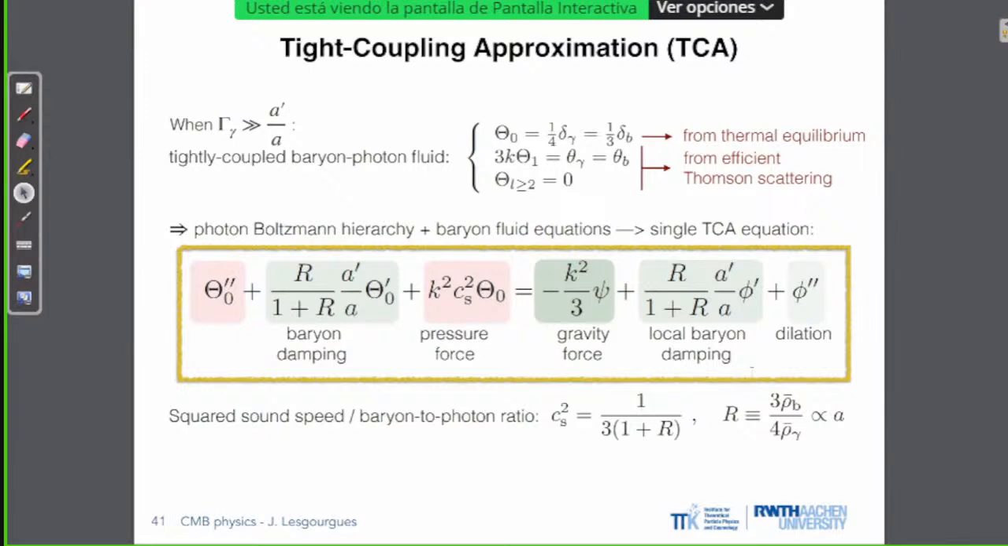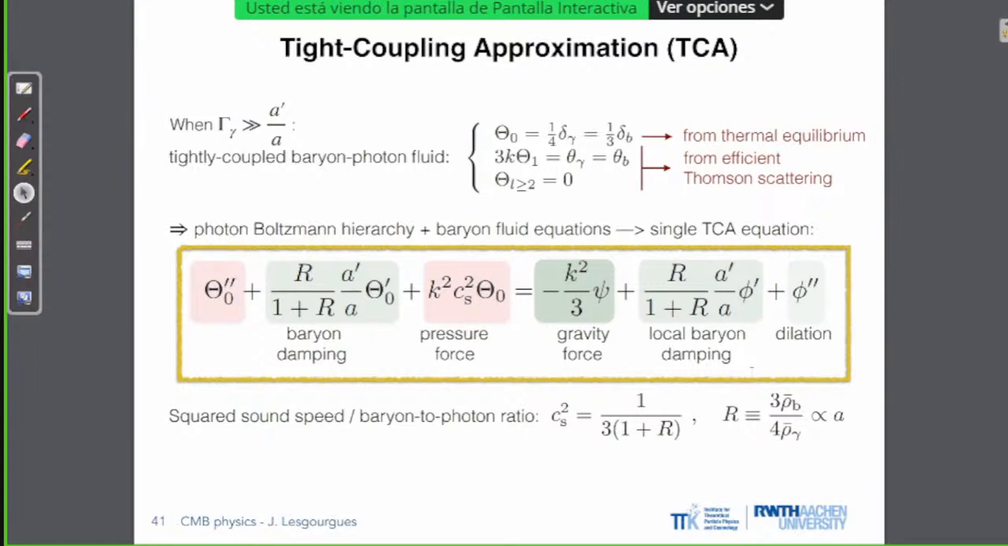And when you do the calculation, you find that they are related up to a factor 3k. And finally, we say that when Thomson scattering is efficient, it wants to isotropize the fluid, and higher multipoles vanish. So now you can go back to the equations of motion from yesterday, use all these approximations, combine the equations together, and obtain the famous tight coupling equation, which gives the evolution of the system in this limit.